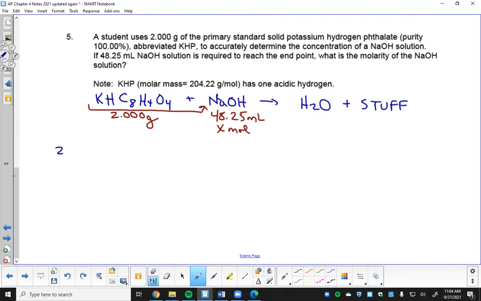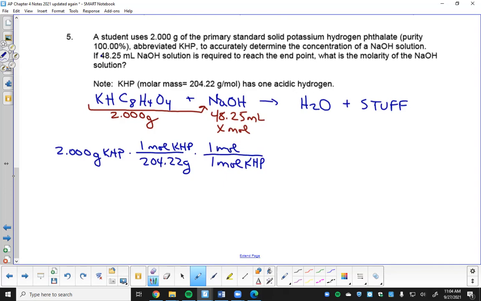So now it's pretty easy math. I'm just going to write it as KHP because that's easier. It even gives me the molar mass, grams per 1 mole KHP, which reacts with 1 mole sodium hydroxide, NaOH. And I can use that to figure out the molarity.